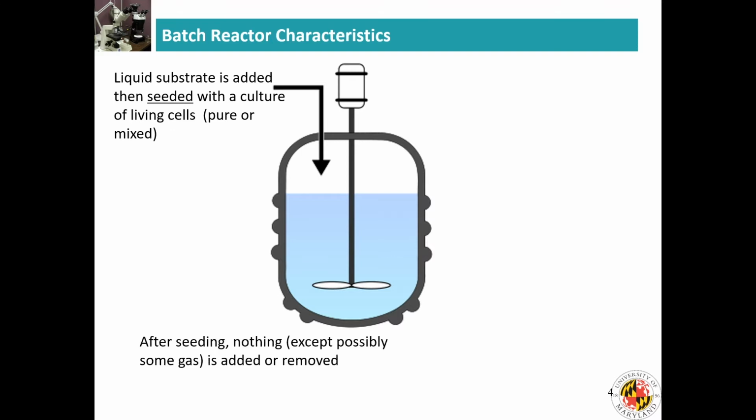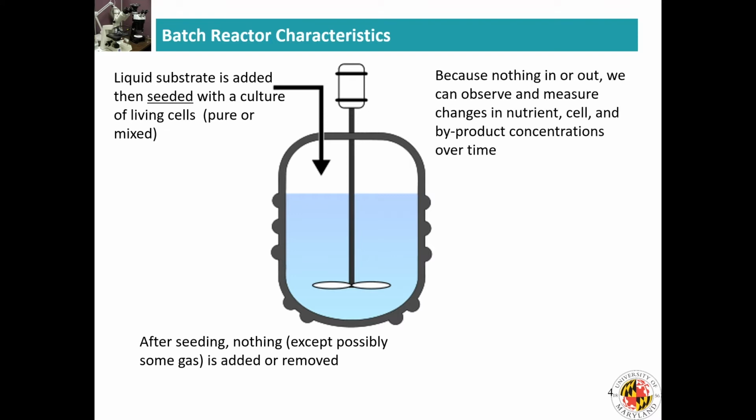Nothing goes in, nothing comes out, and therefore the microorganisms start using the substrate, so the concentration of substrate usually decreases, and then the byproducts are being produced, and the cell numbers also increase. So everything is changing all the time. But because it's a closed system, we are able to take a good look at these changes and study them over time.